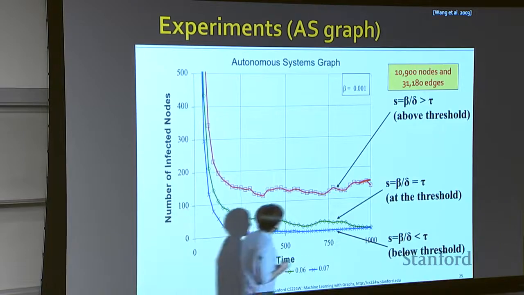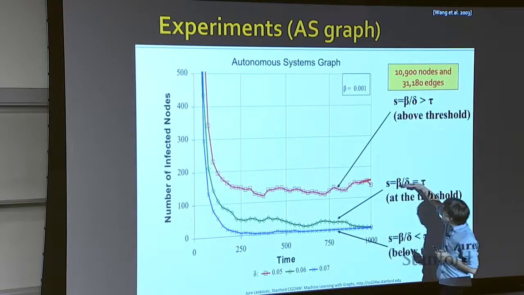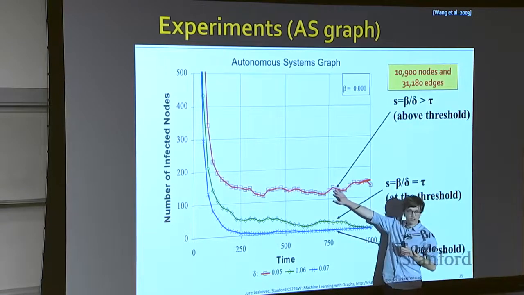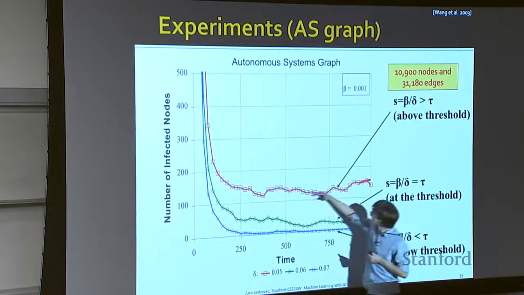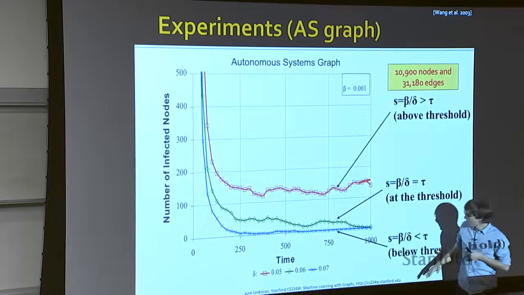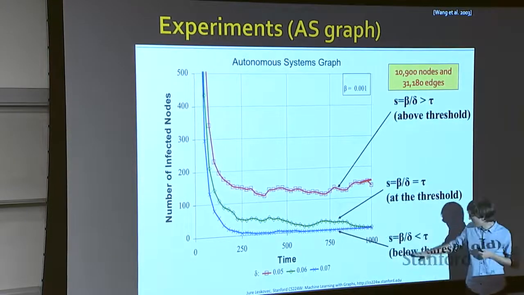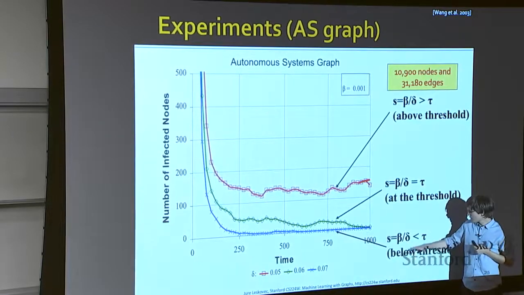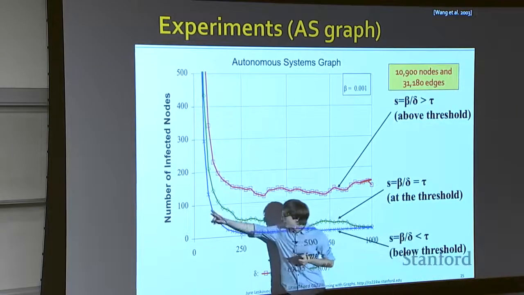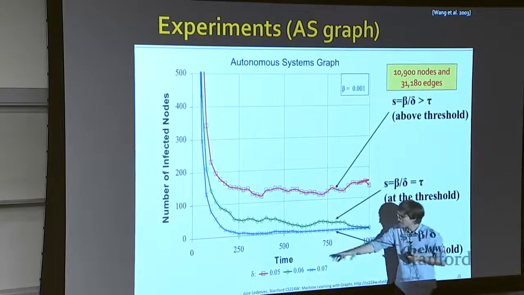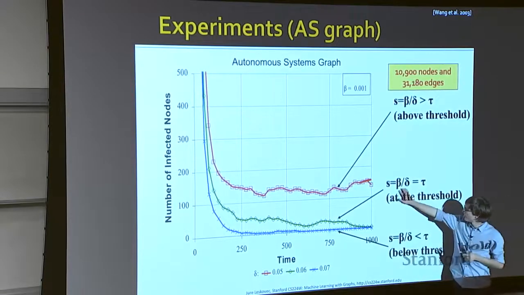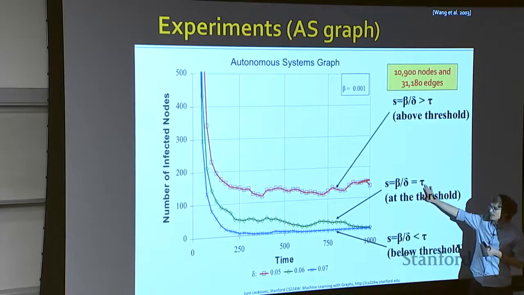And then here I show you betas that have different threshold values. So this is above the threshold. So here the virus survives indefinitely, right? The number of infected people does not go to 0. The blue line is beta over delta that's below the threshold. So this is now below 1 over the largest eigenvalue. And you see how the number of infected people goes to 0 very quickly, and here it dies out. And then the green one is when beta over delta is right at the threshold.